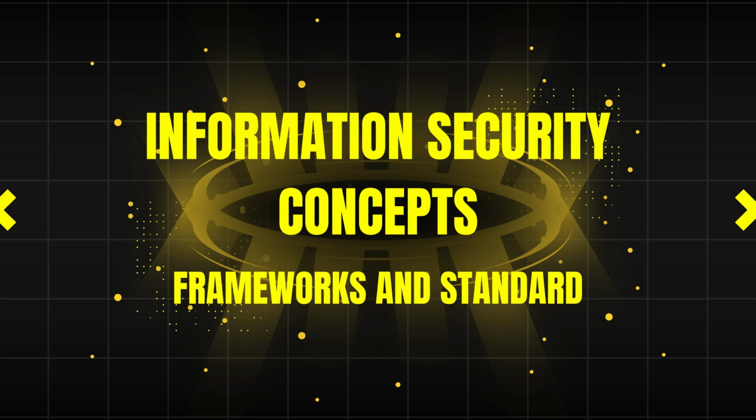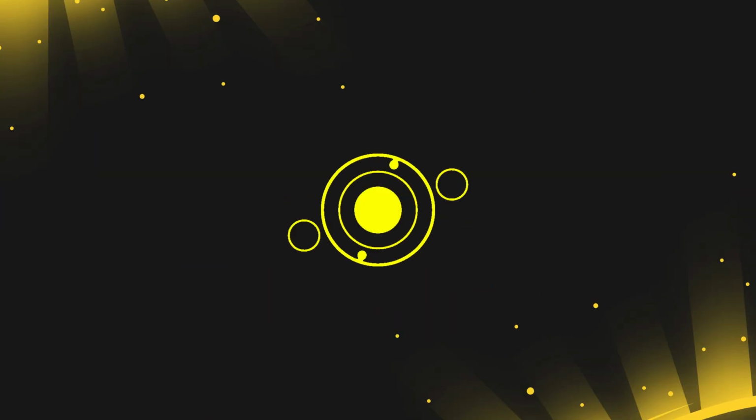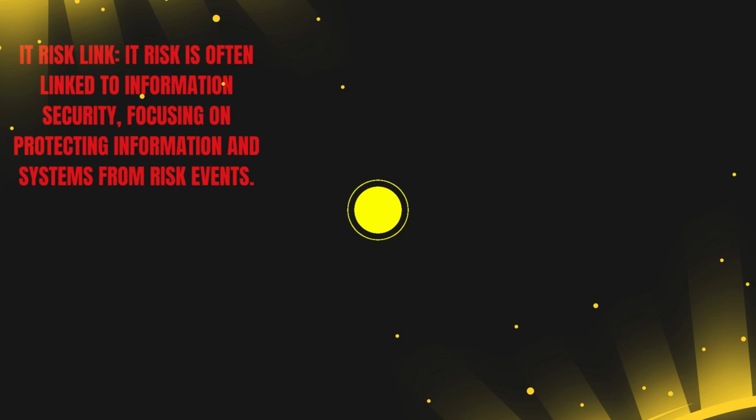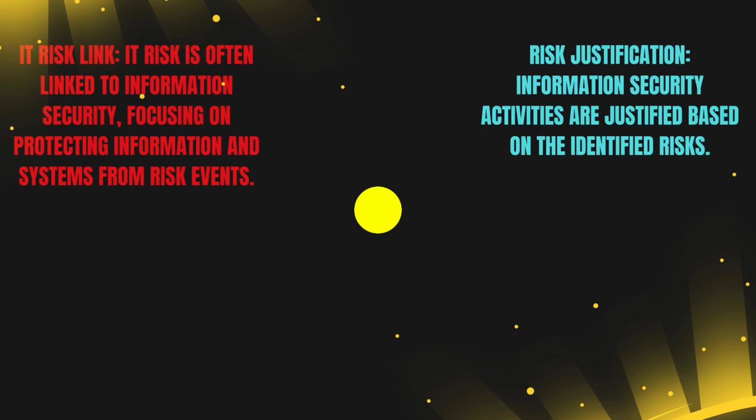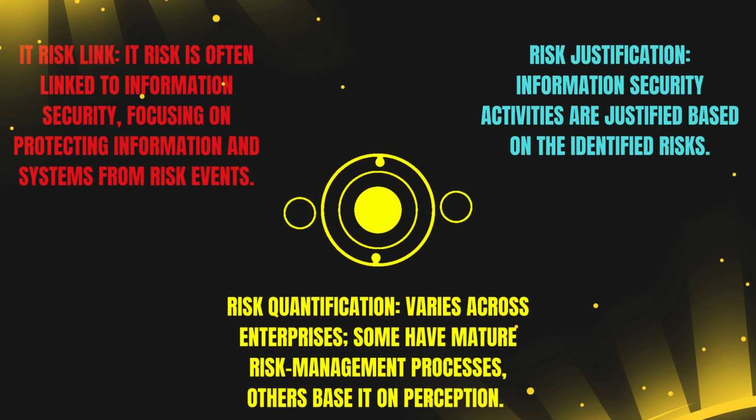IT Risk Link. IT risk and information security go hand in hand. The main goal is to protect systems and sensitive data from hacks, breaches, and failures. Imagine your house: you lock your doors, install CCTV, and maybe even get a guard. Why? To reduce the risk of theft. Similarly, businesses secure their IT systems to prevent cyber threats.